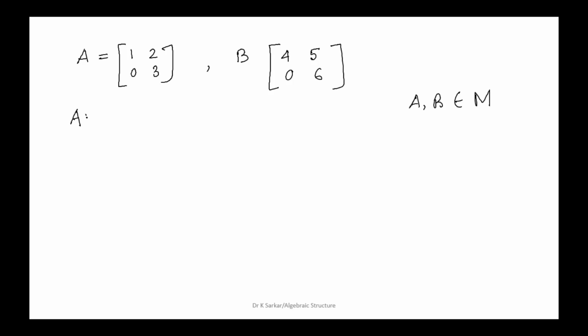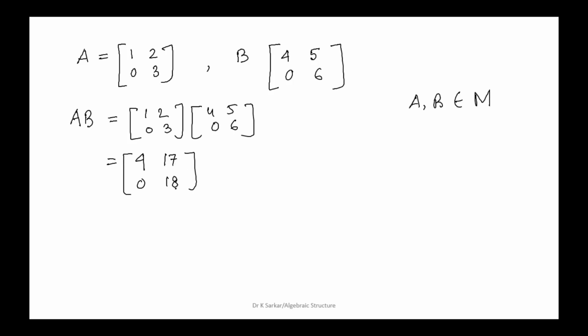Now, let us find AB. AB is the multiplication of these two matrices, [1, 2; 0, 3] and [4, 5; 0, 6]. As you know, the matrix multiplication gives 4, 5 plus 12 which is 17, 0, 18. Here we see 4, 17, 18 are real numbers and AB belongs to M. Therefore, M under multiplication is closed. Closure property is satisfied.